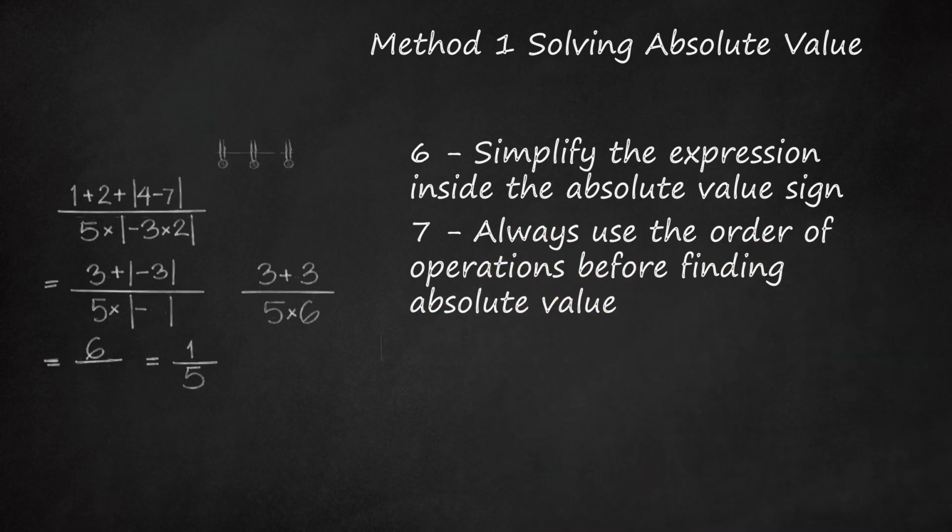7. Always use the order of operations before finding absolute value. When determining longer equations, you want to do all the possible work before finding the absolute value. You should not simplify absolute values until everything else has been added, subtracted, and divided successfully.